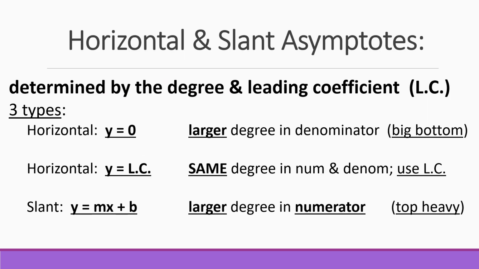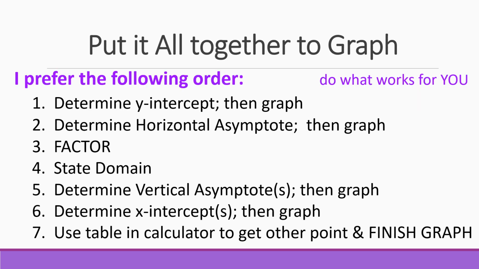And then looking at horizontal and slant asymptotes. Remember, we are only graphing horizontal asymptotes. The slant you just need to recognize. So a horizontal asymptote will be y equals 0 if you have a larger denominator degree. Y equals the ratio of the leading coefficients if you have the same degree. So the biggest exponent in the numerator and denominator would be the same. And if your degree in the numerator is larger, then you'll have a slant asymptote. Again, we're not graphing them, we just need to recognize them.